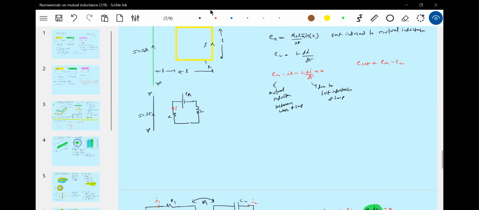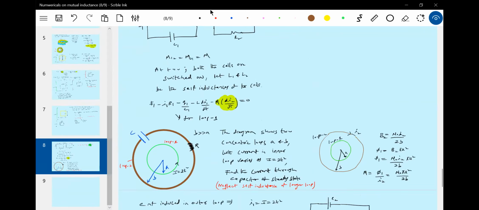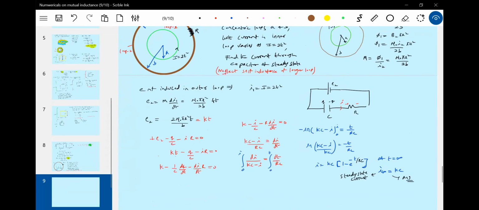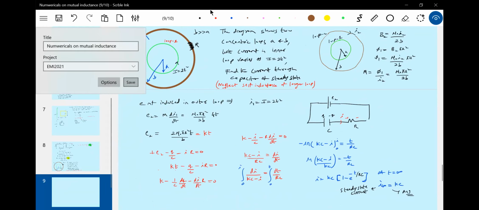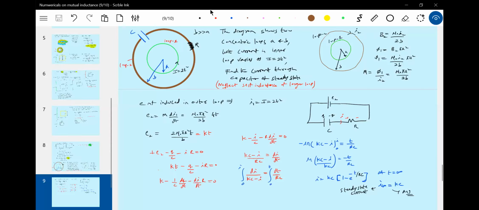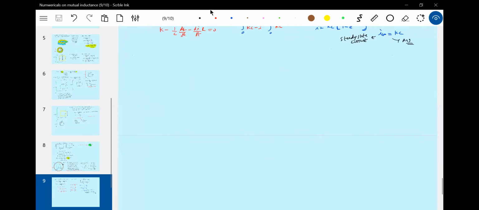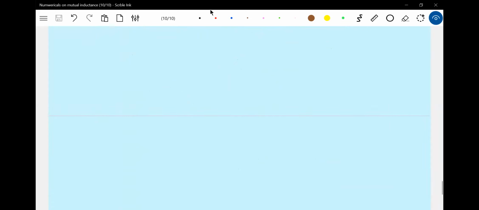Don't say it will not exist. We don't have the maths to find it out. Let's come to the problem. Yeah, we are here. Let's have one more. So let's take a situation.